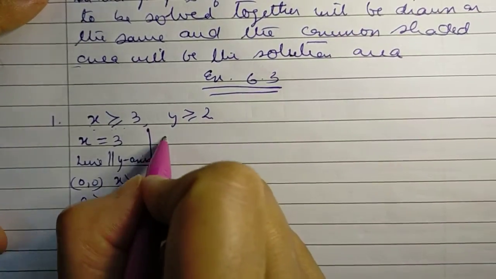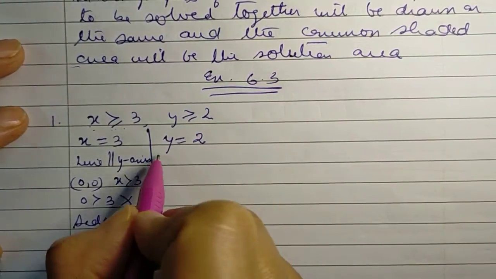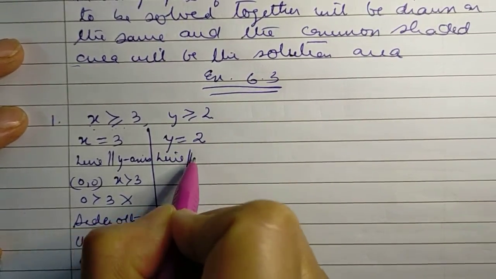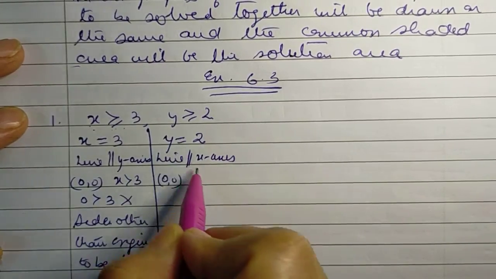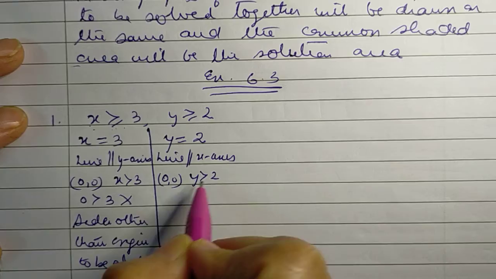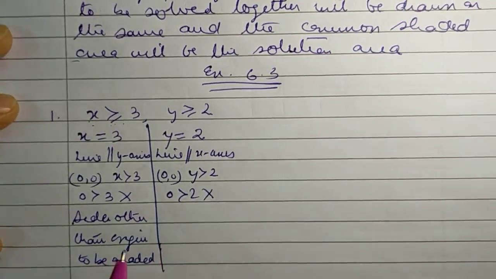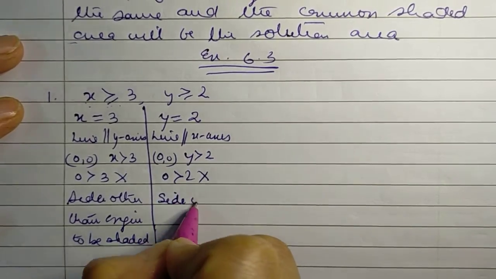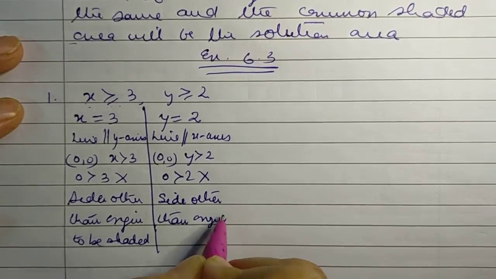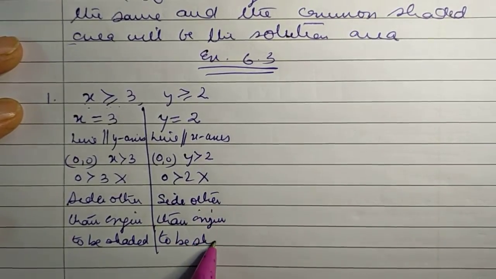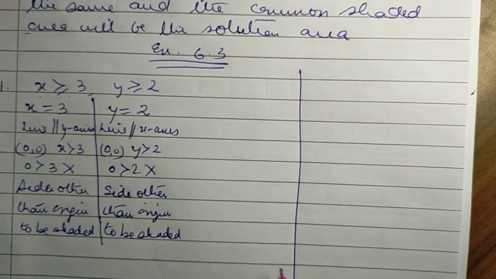Then we check with y equal to 2, because we have to take y greater than or equal to 2. Again, it's a line parallel to the x-axis. Second, we put the origin in the inequality. So we get 0 greater than 2. We substitute, and again it does not satisfy. So the side other than the origin is to be shaded. Now once we have written this, let's draw the graph.